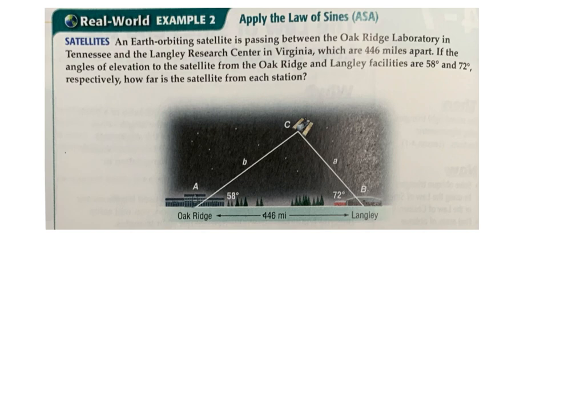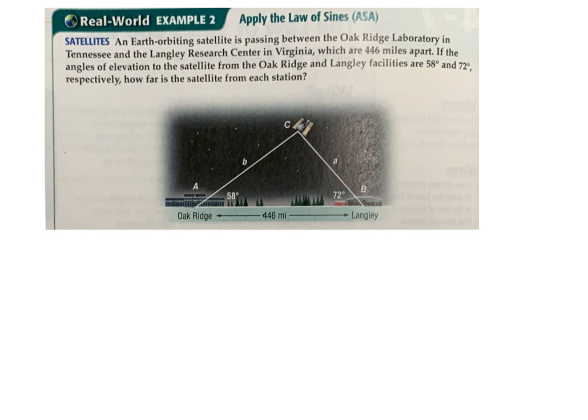Keep in mind that the angle of elevation from Oak Ridge corresponds to the distance from Langley, because it's opposite, okay? So just keep that in mind when you're calculating these. So you do need to draw a picture if they don't draw one for you. The distance apart of these two is the 446 miles. The satellite is obviously up here in the air. And the angle of elevation from this land up to the satellite is 58 degrees. Elevation here, 72 degrees.